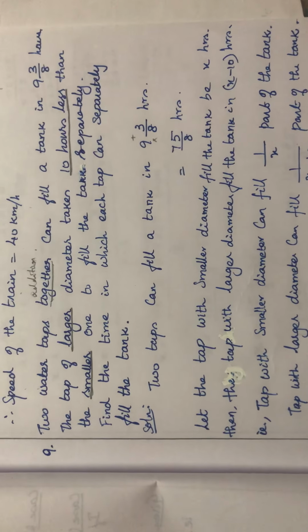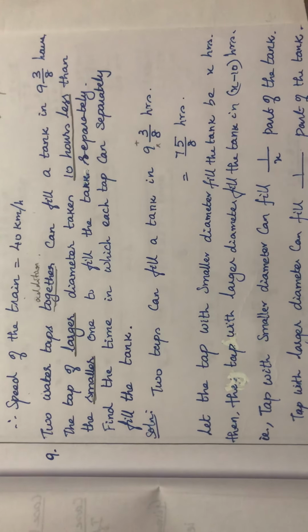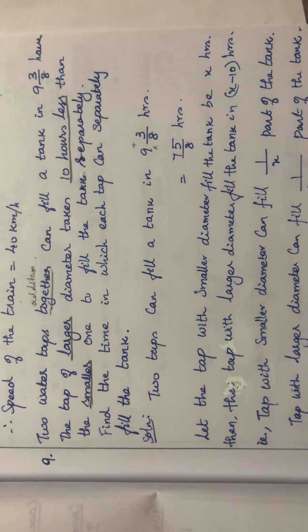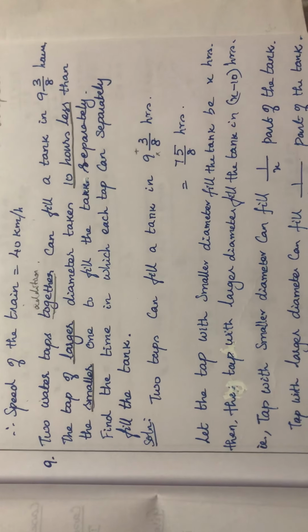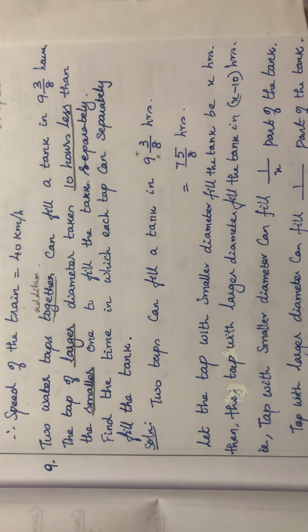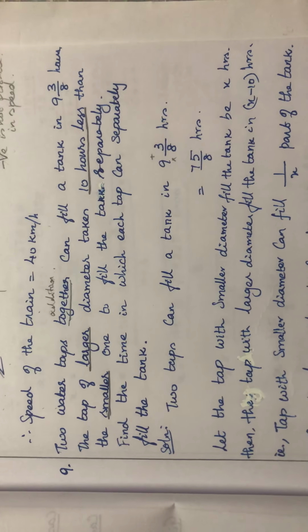Ninth sum from exercise 4.3. Two water taps together can fill the tank in 9 3/8 hours. The tap of larger diameter takes 10 hours less than the smaller one to fill the tank separately. Find the time in which each tap can separately fill the tank.